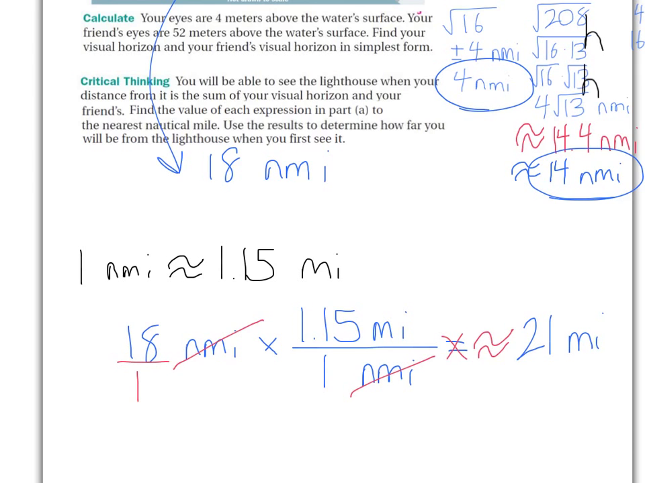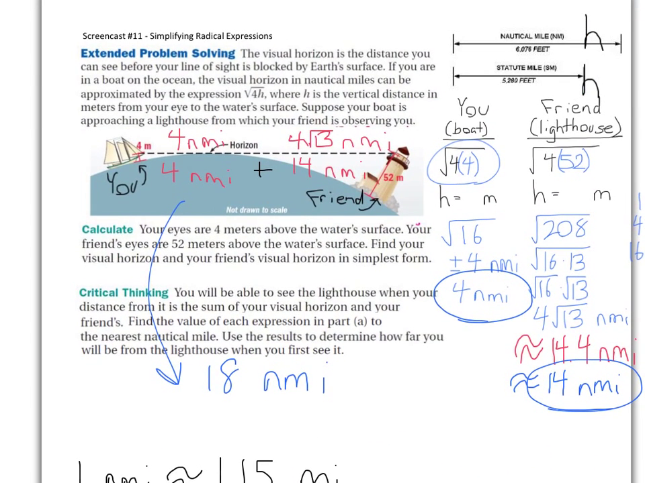Now, what does that mean for us in this situation? That means if you are approaching on this boat and you are heading towards the lighthouse, you will not be able to see it due to the curvature of the earth until you are 21 miles away, aka 18 nautical miles. Nice job.